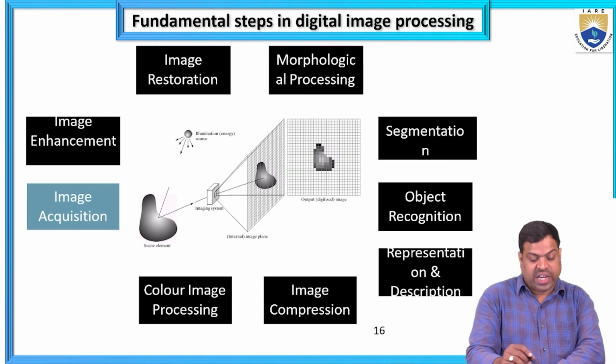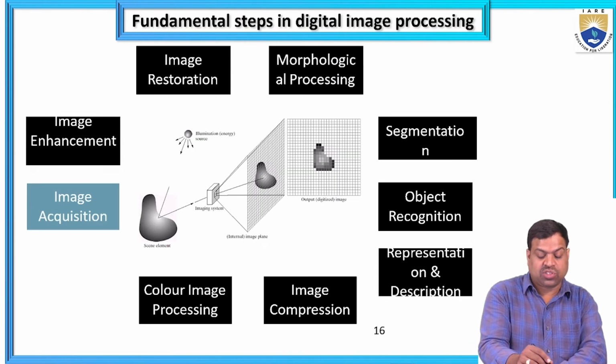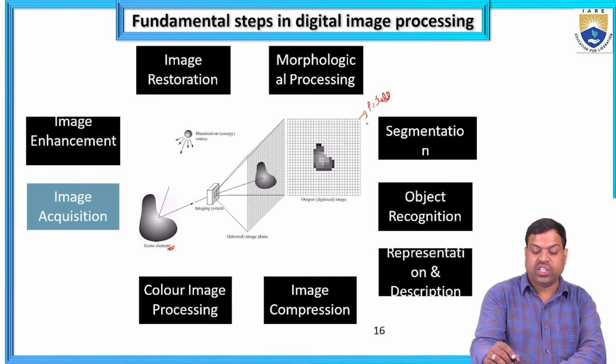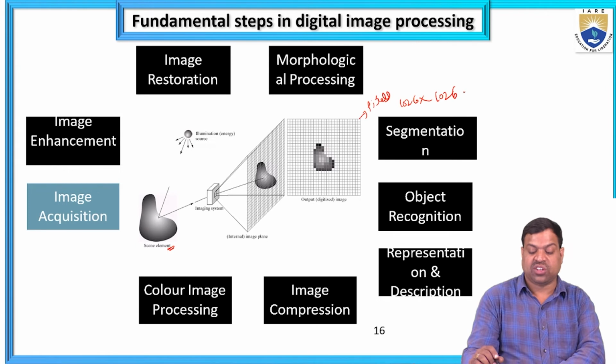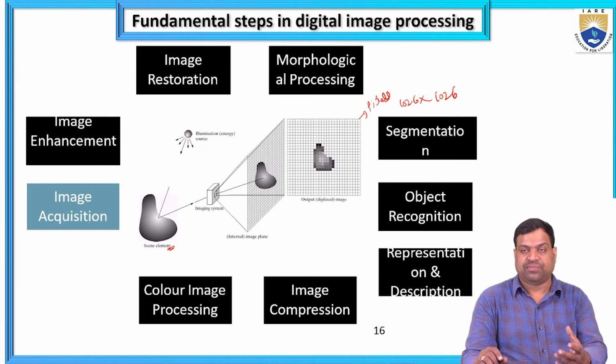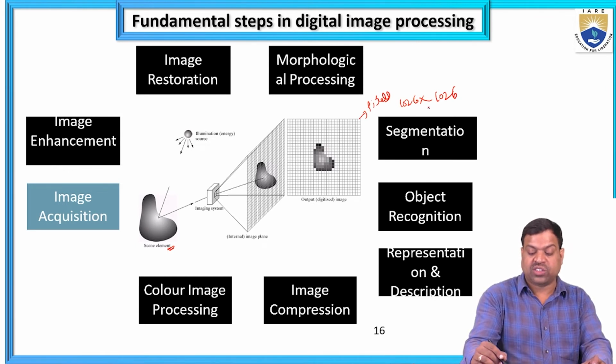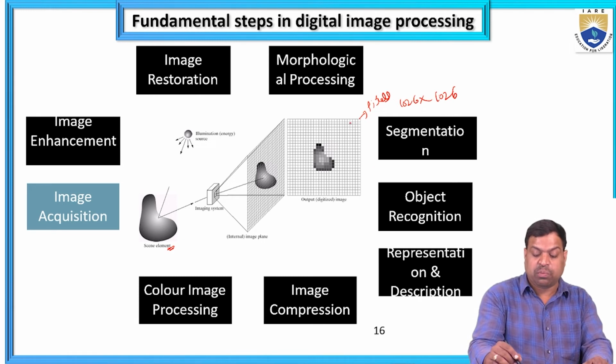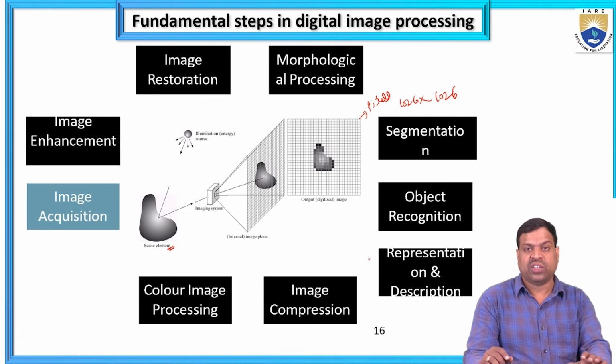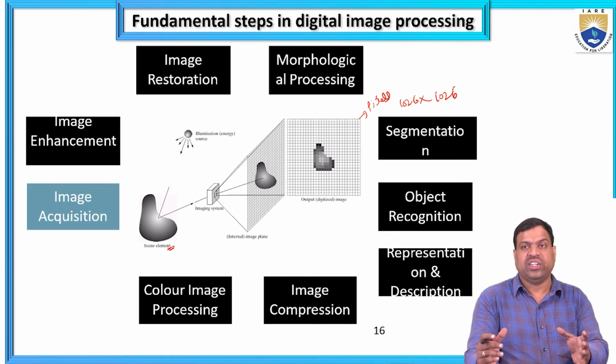Image acquisition means suppose I have an image, and I want to show that image in digital form, in pixels. When I apply zoom, it shows as pixels. How many pixels are there in this image? Suppose 1026 by 1026 pixels. When the image is shown as pixels, then it is called a digital image.